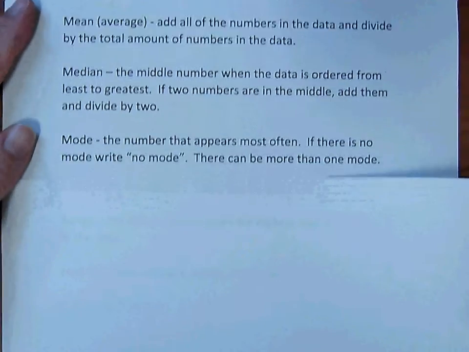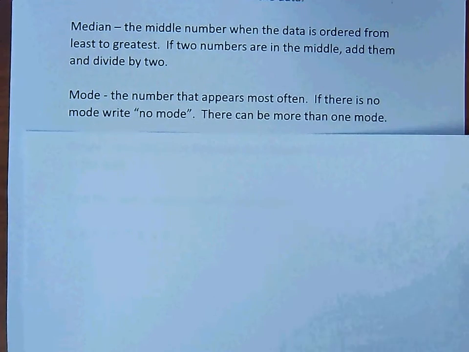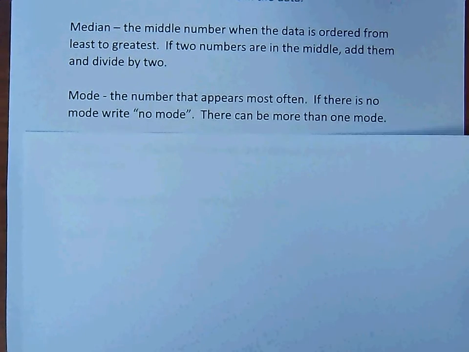Mode, that's the number that appears most often. If there is no mode, write no mode. If you put 0, that implies that the number 0 is showing up more than once in the data. There can be more than one mode. So let's say you have two numbers that appear 2 times. You would write both of those numbers down.